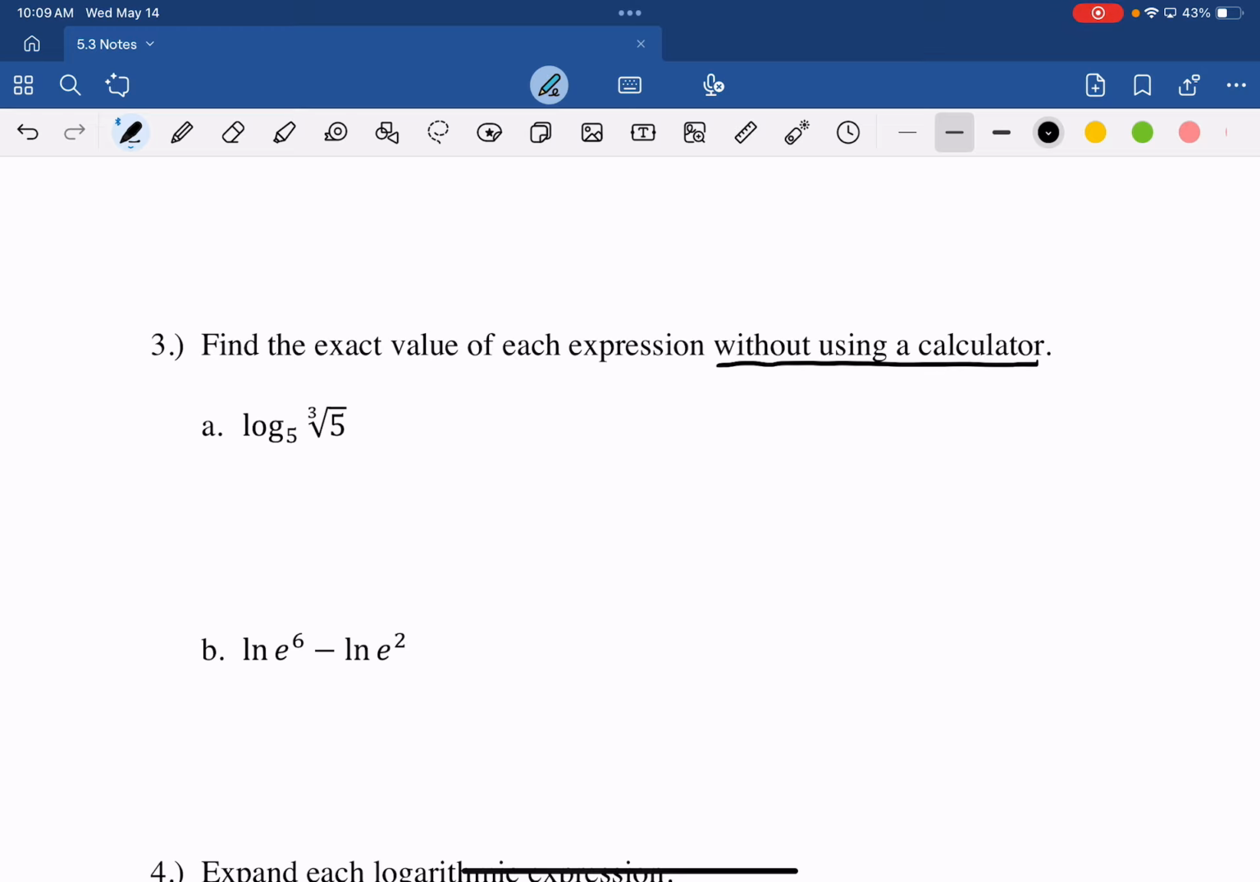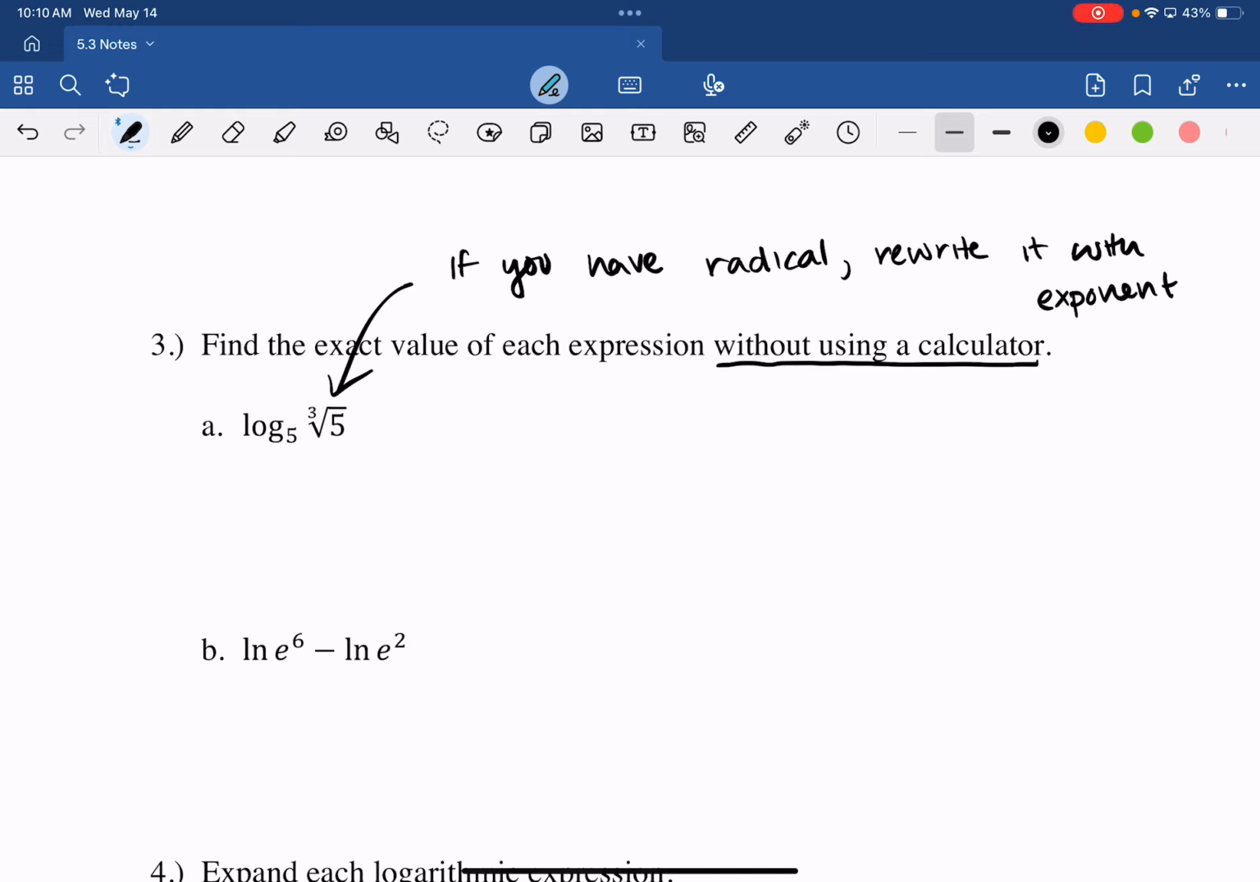Now, here's a good first rule of thumb. If you have a radical, your first step is to rewrite it with an exponent. Okay? If you have a radical anywhere, just rewrite it as an exponent. So, for example, I've got log base 5.